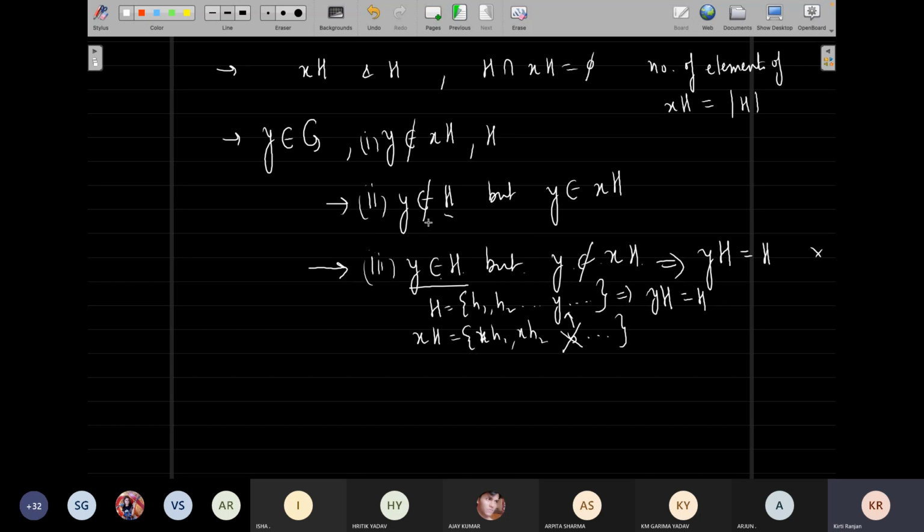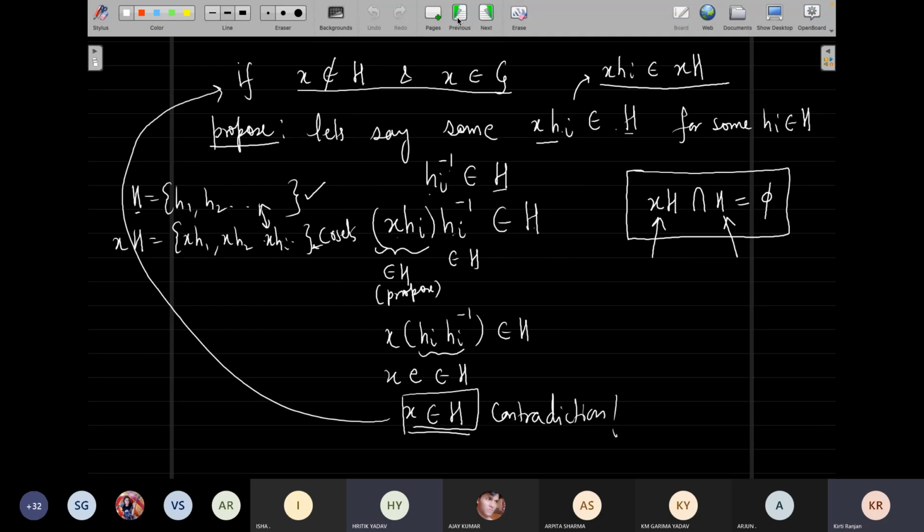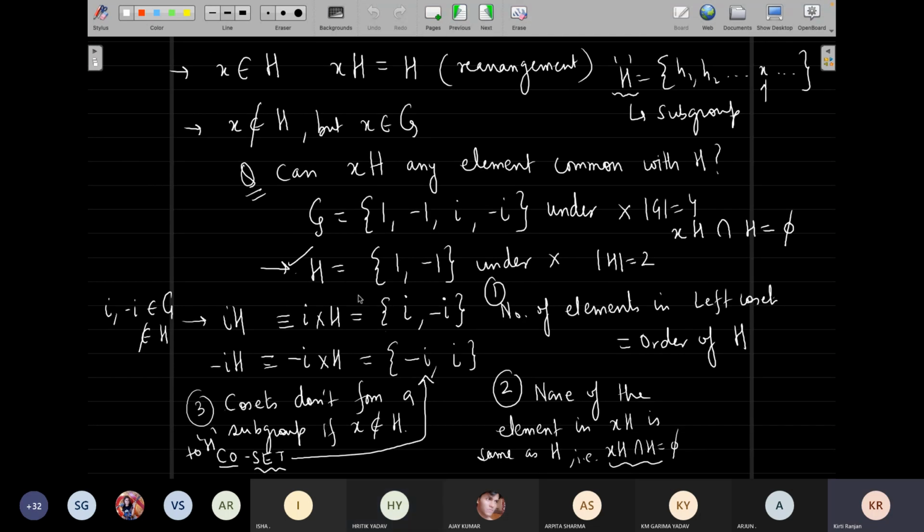Now let's say this one. What happens if Y does not belong to H, sorry, but Y belongs to XH, and I try to make YH? What can you say about this? Is it the same as XH? Is it different from XH, or may it have certain elements which are different? Can you say something about it? If you are unable to think about this, think about it this way. Examples are the best way to think.